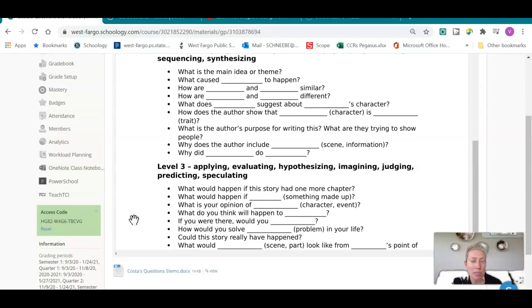As we get into our story more, you will be able to apply these questions. You will be able to have this as a resource to help you make your questions. And when you are in class with me, I will help you with that. My virtual kids, when we meet, I'll be showing that to you as well.